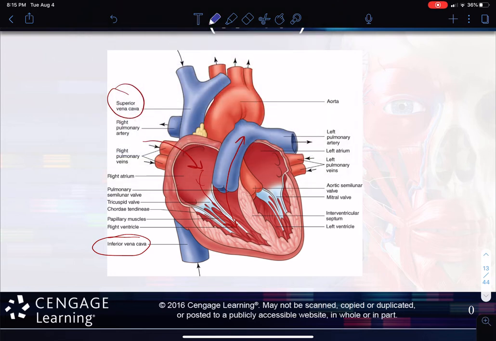Once it gets reoxygenated, it's going to return via the left and right pulmonary arteries, not the left and right pulmonary arteries, the left and right pulmonary veins, and all of that blood is going to collect into the left atrium and then get contracted into the left ventricle, and then finally get ejected out via the aorta to the rest of the body.